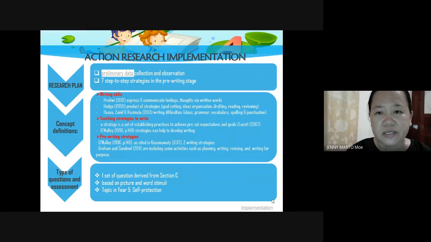This is my action research implementation. There are research plan, concept definitions, and type of questions and assessment. In my research plan, I'm going to discuss my preliminary data collection and observation and 7 step-to-step strategies in the pre-writing stage. Let's see my preliminary data.